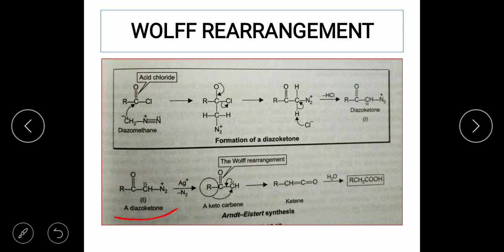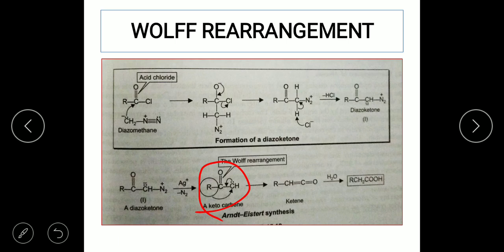Now the silver oxide is a good oxidizing agent. So here you can see how the first step, when it reacts with the silver oxide, is the departure of a nitrogen molecule as minus N2. Now when there is the departure of the N2, the carbon is generated as a carbene. Now you can see in this intermediate structure there is a lone pair on the carbon atom. And we know the carbene structure always has a carbonyl group attached to a carbon having a lone pair on it, which forms a carbene. So this is a ketocarbene.